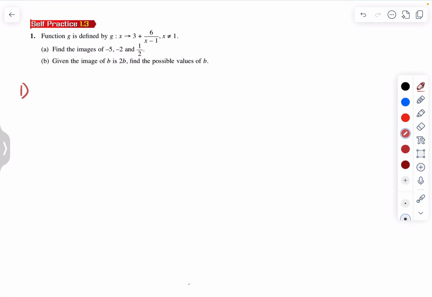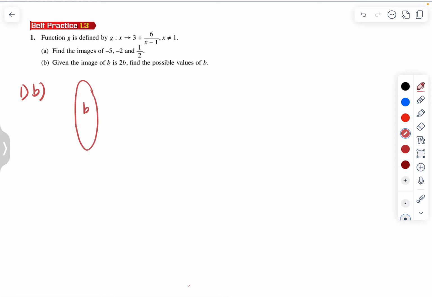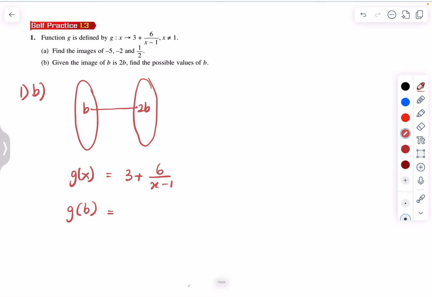Next, let's look at 1b. Given the image of b is 2b, find the possible values of b. If the object is b, your image is 2b. So gx is 3 plus 6 over x minus 1, right? We need to find gb, and gb would be 3 plus 6 over b minus 1. They said gb is 2b. So 2b is 3 plus 6 over b minus 1.